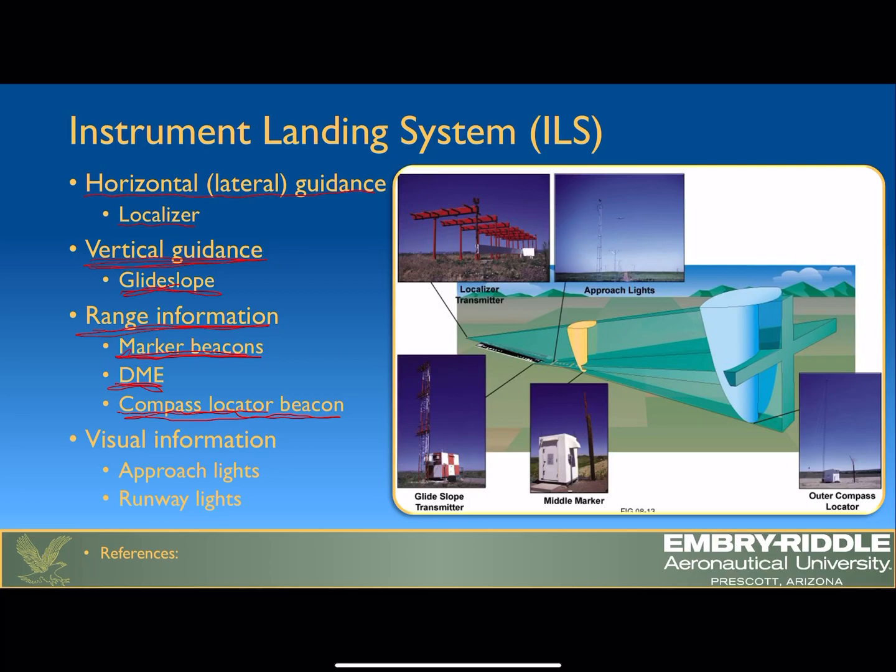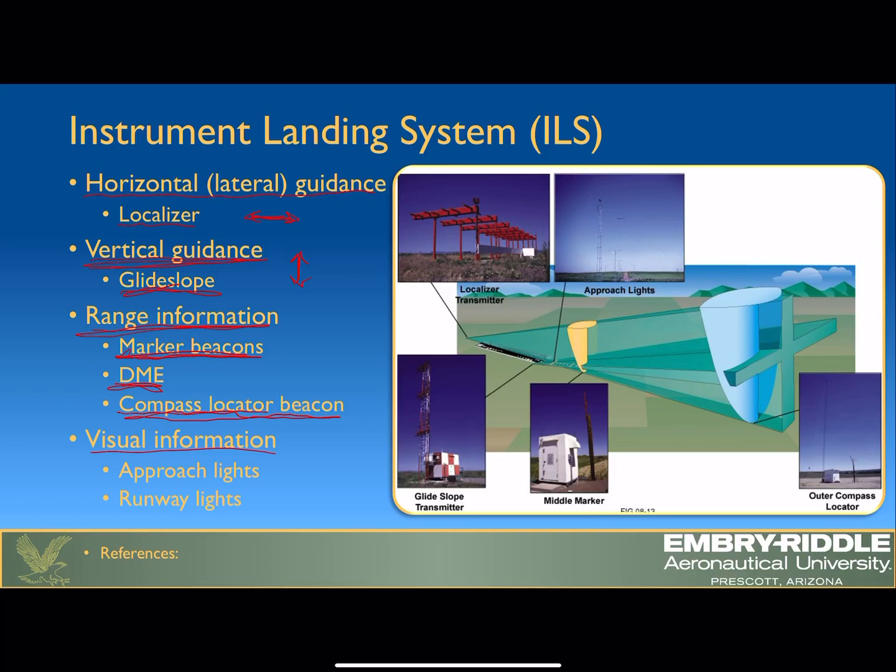So these three components, and we're going to add a fourth, we'll talk about the other one in just a second. But these three components are what navigate us to the runway. This is our instrument landing system. So again, the localizer gives us horizontal or lateral guidance, from side to side, left to right. We have vertical guidance, our glide slope. This gives us up and down guidance. Then we have range information, which gives us distance.